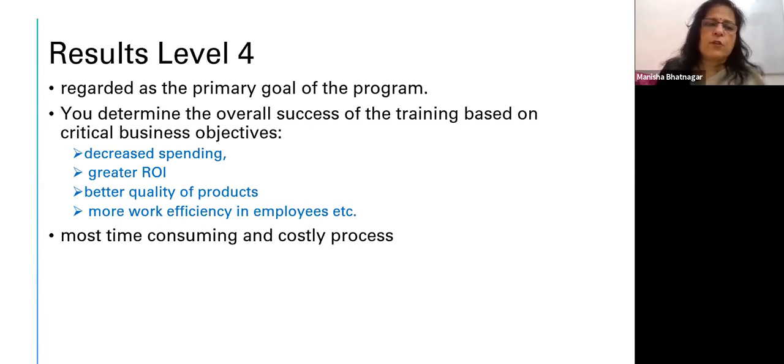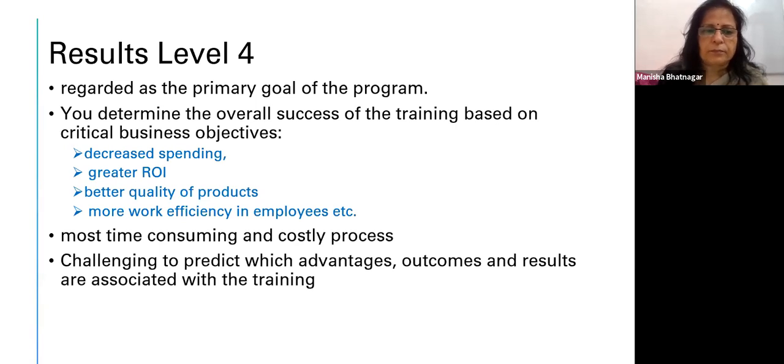Actually, this evaluation is the most time consuming, and the people you will be covering under your evaluation will be larger. If you start with the reaction level, it is only the participants in the training, say 24 or 40 people. Here it could be a much larger population of the organization, and you might have to hire experts.